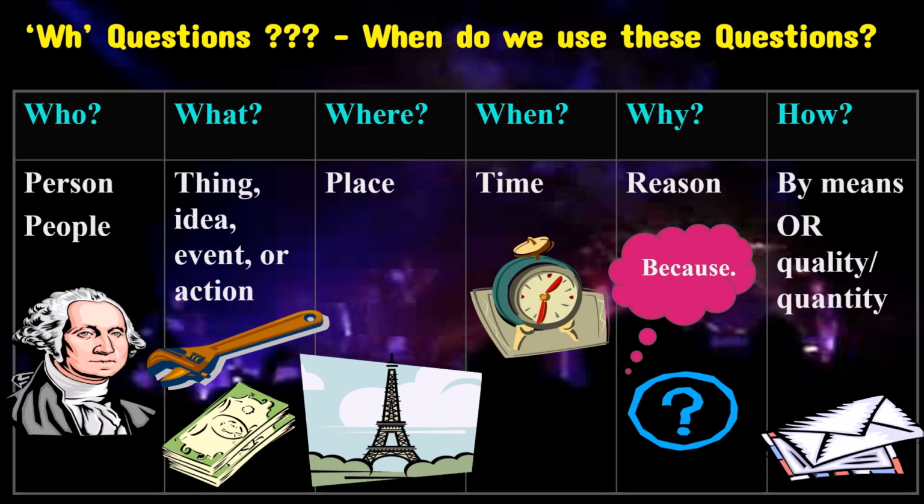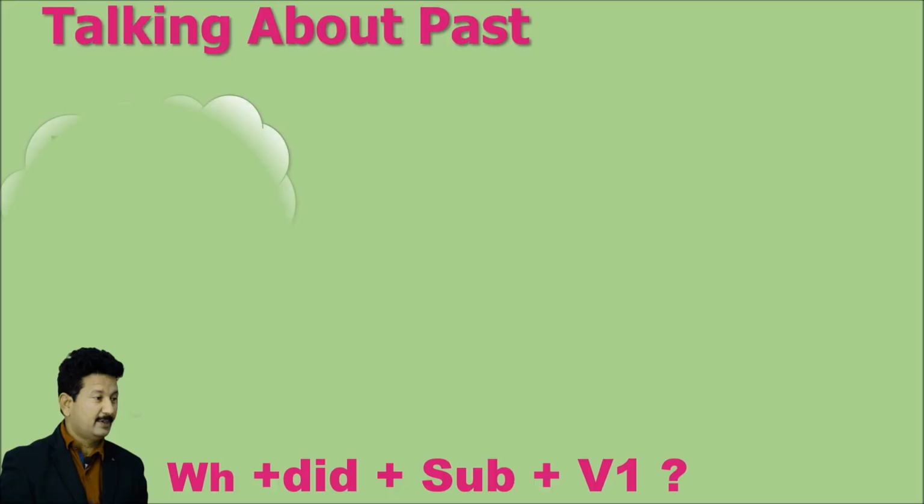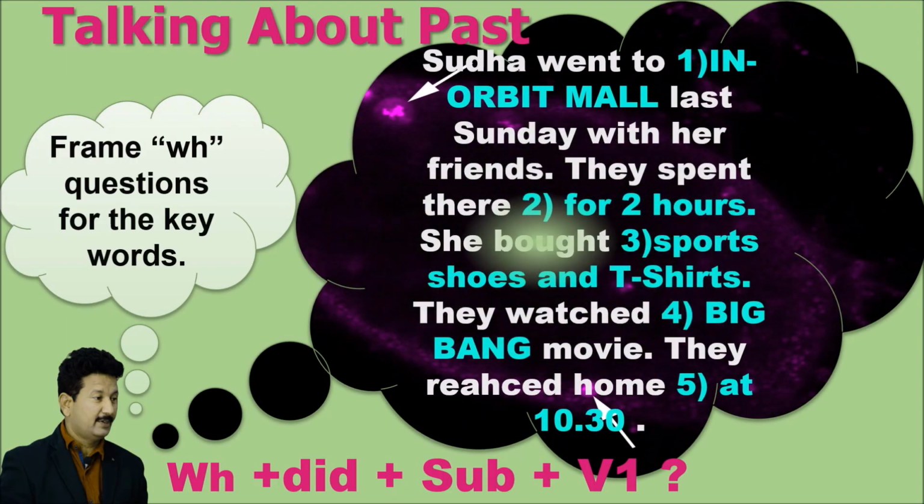So you have to read the sentence and then find out whether the keyword or underlined word is a person or people. Based on that, you have to use the proper question word. And once you have read the entire sentence, after identifying the tense, you can easily do that. Now, here is one example for you.